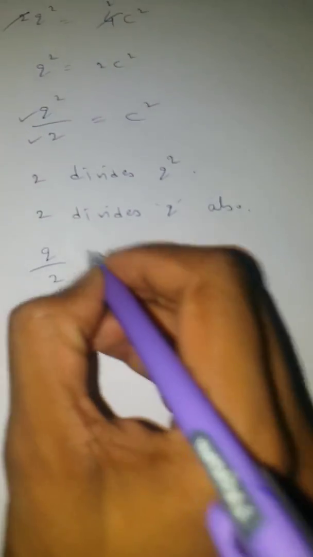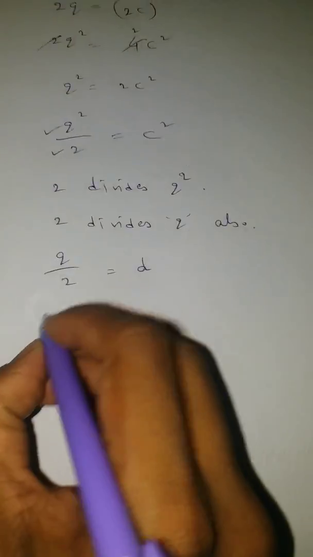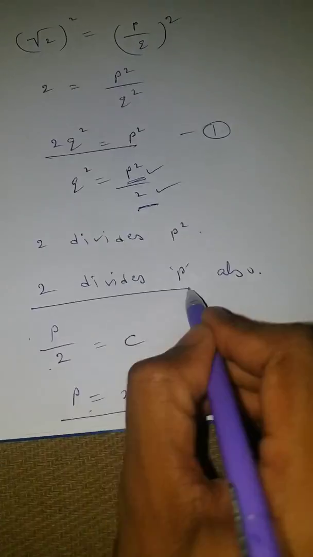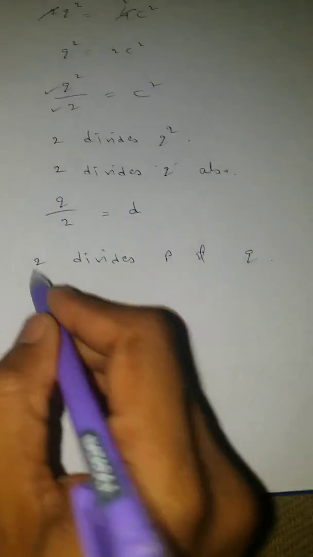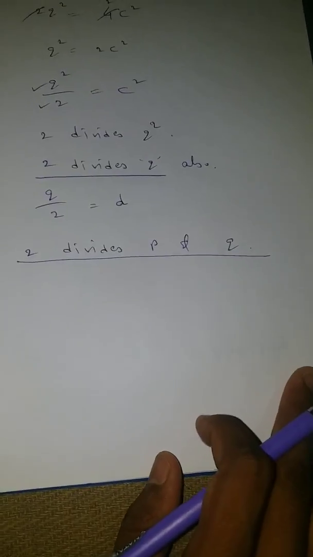2 divides q by giving some constant d. So what can I say? Conclude, fine. 2 divides p and q. Here 2 divides p. Here 2 divides q. So 2 divides p as well as q.